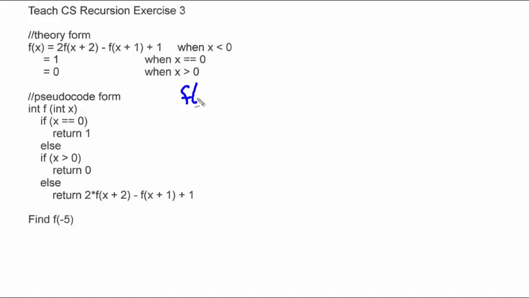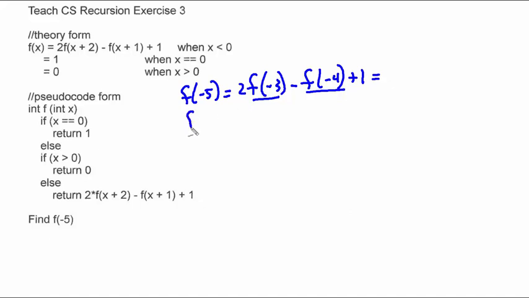The function of negative 5 is equal to twice the function of negative 3 minus the function of negative 4 plus 1. Now, we need to find both of these function calls. So let's find them in systematic order. Negative 4 first, and then we'll find the function of negative 3. It doesn't really matter which order you do them.